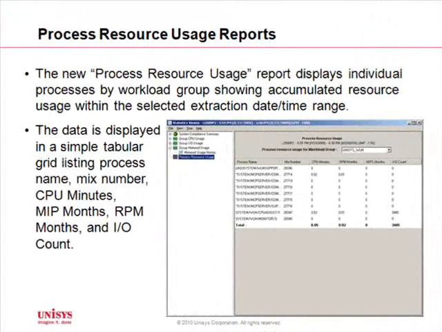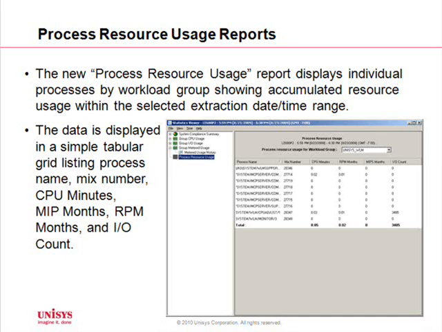A new first-level node has been added to the statistics viewer called Process Resource Usage that displays individual processes by workload group showing accumulated resource usage within the selected time date range. The display is a simple tabular grid listing process name, mix number, CPU minutes, I/O count, MIPS months, RPM months. This function is only available for workload groups where process data was selected for collection by the user.